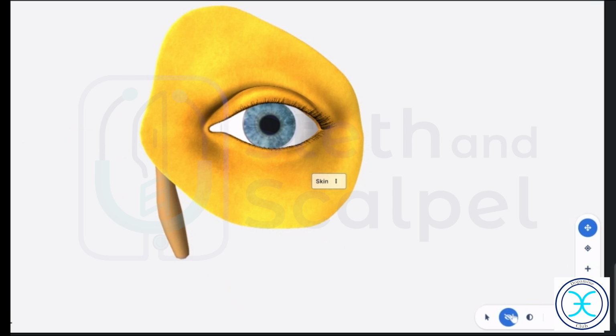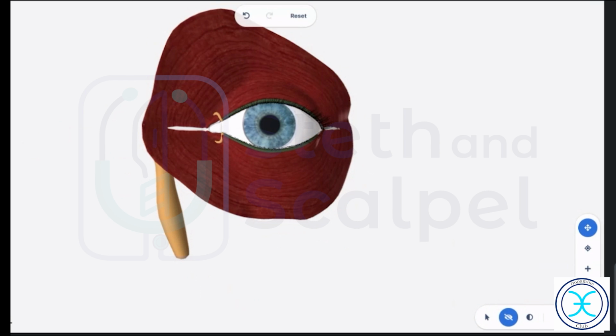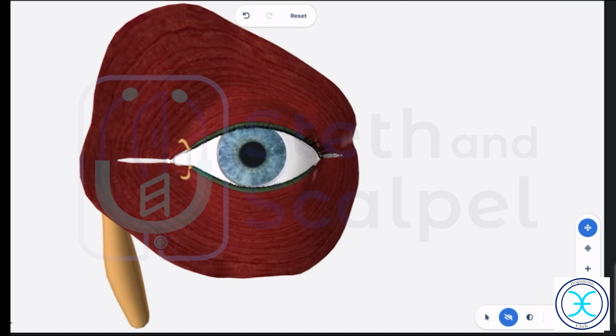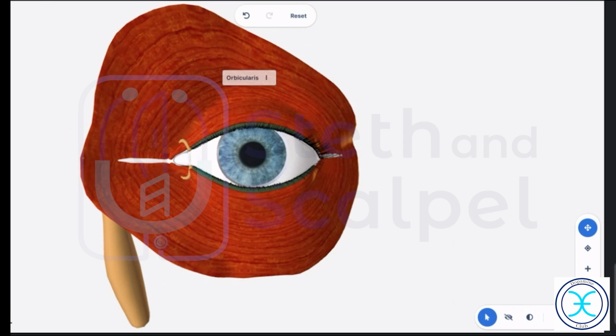So that is the skin. We have removed the skin. So what is this? Muscle layer, yeah? Yeah. So what muscle is this? It's circular. Orbicularis oculi muscle. Exactly. So I'll just show that to you. This is orbicularis oculi muscle. So we'll remove that too.